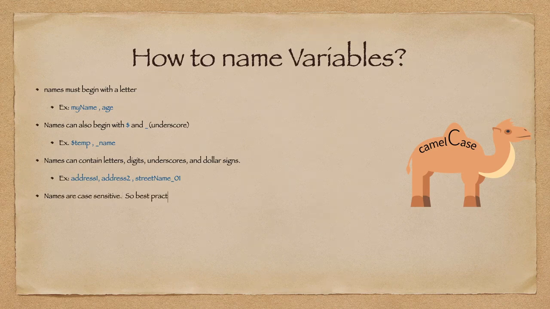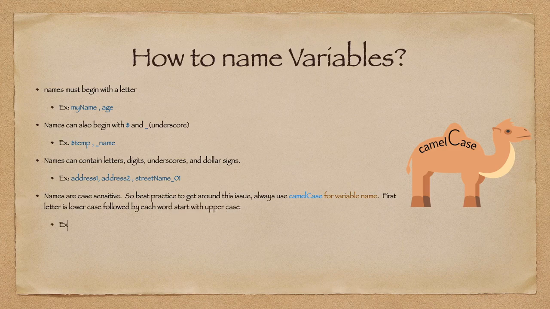Names are case sensitive. So the best practice to get around this issue is to always use camel case for variable names. What is camel case? Camel case has the first letter always lowercase, followed by each word starting with an uppercase. Example, myName and myname are not the same because the first one has the N uppercase and the second one has the n lowercase. That is why it is not the same.